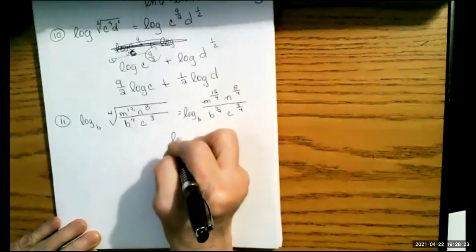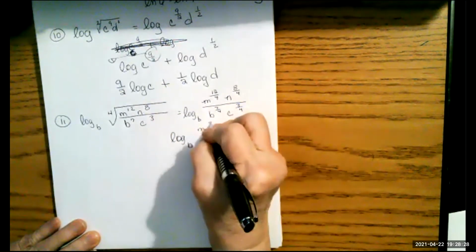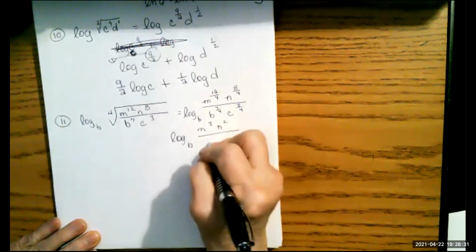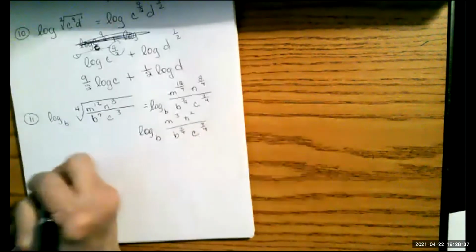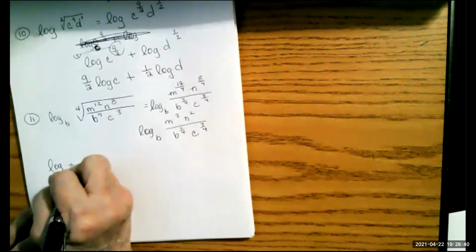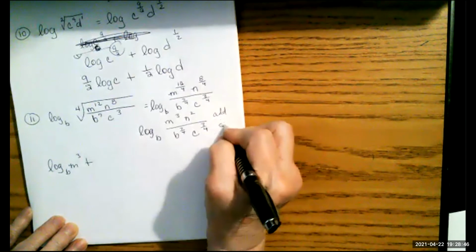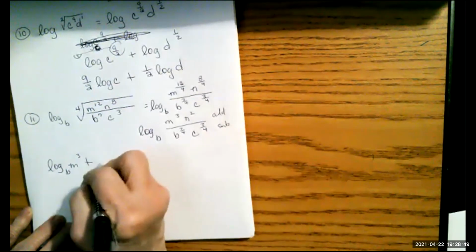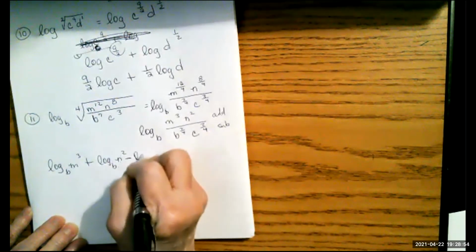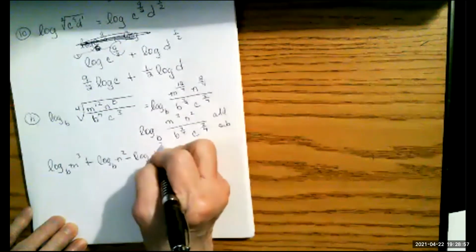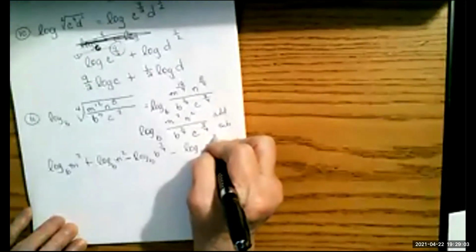Let's go from here. We've got log base B of M to the 12/4, which becomes M to the third, N to the second, B to the 7/4 won't reduce, and neither will the 3/4. So then we expand it. Log base B of M to the third plus, these two are plus because they're on the top. The bottom ones you subtract, plus log base B of N to the second minus log base B of B to the 7/4 minus again log base B of C to the 3/4.